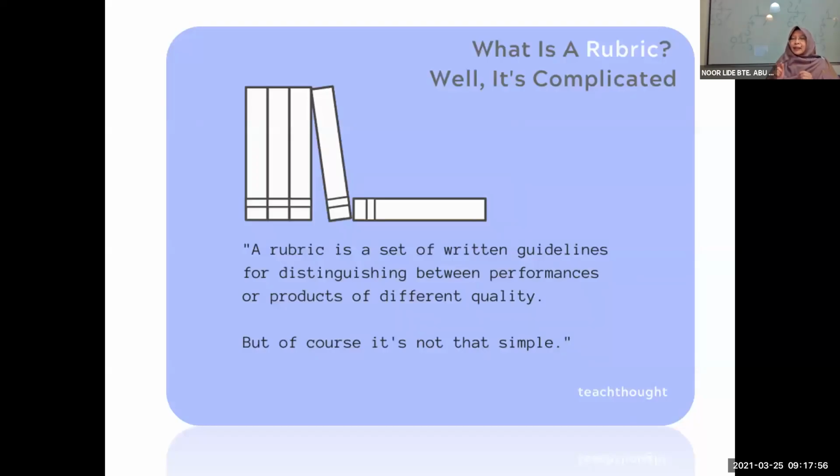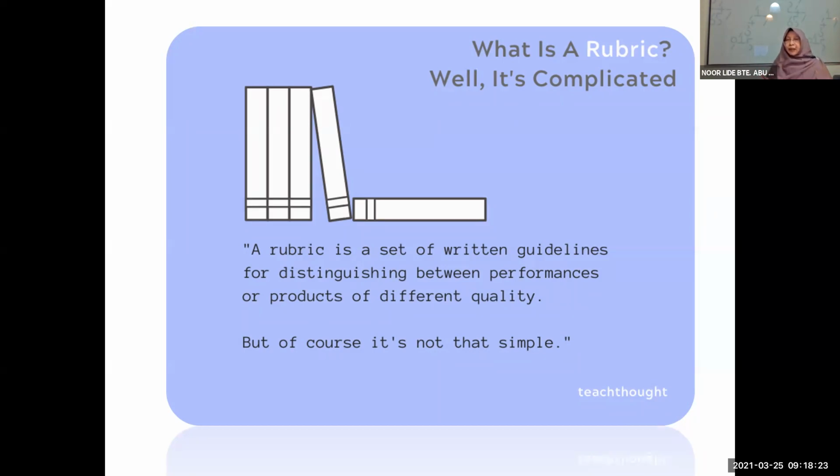Number one, it's a guideline so that we know how to assess, so that we are consistent in our assessment. When we take one of the students' work, we assess it the same way as we're going to assess the next student's work. It cannot be different. So to some extent, we can call it a guideline, right? And it must distinguish between the different types of performances.